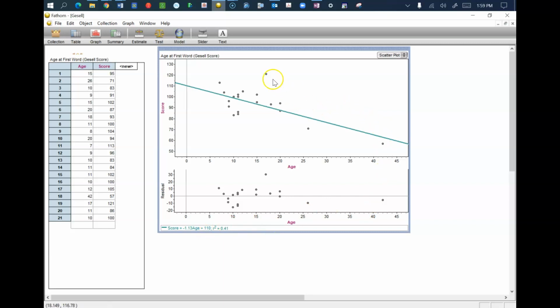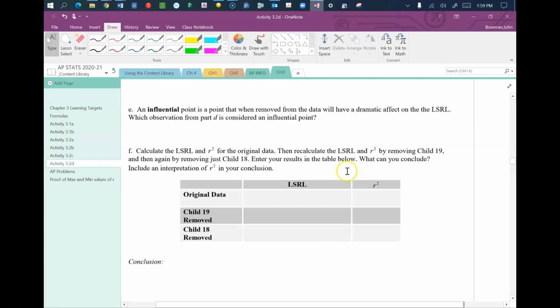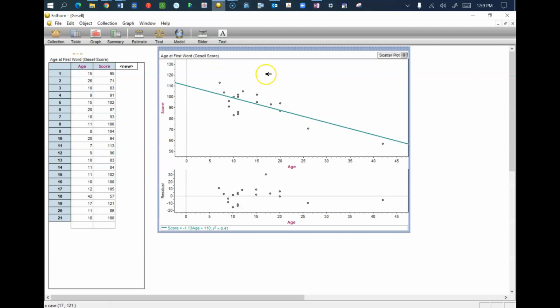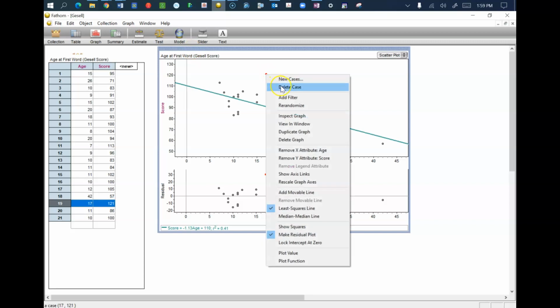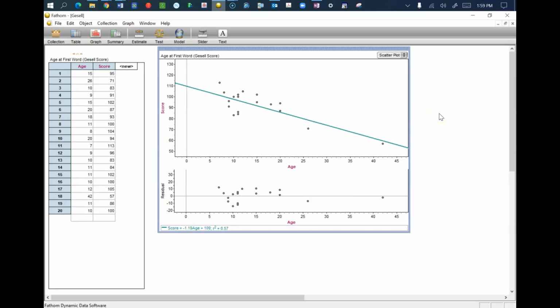Well, we are going to remove, let's see, which one do we want to remove first? We want to remove child 19, and child 19 was this child right here. So we are going to take them out of that. We'll call it deleting the case. And you can see visually that the least squares regression line did not change a whole lot. R squared did go up. It made a relatively big impact. Removing that point made this association stronger.